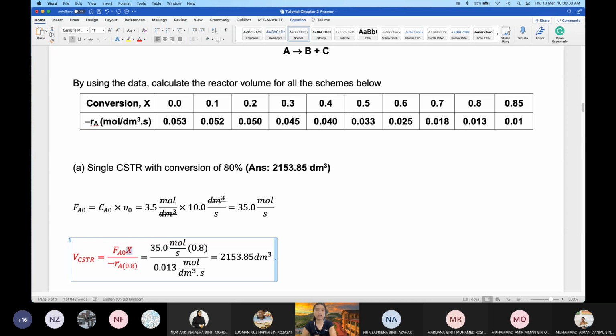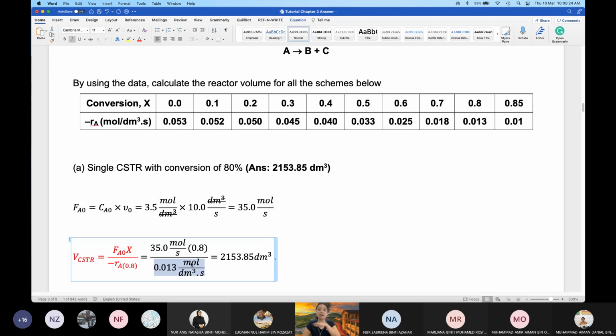So X is 0.8. So down minus RA, when my X is the X that I want. So my X is 0.8. So minus RA when my X is 0.8 is 0.013. So you just replace minus RA with 0.013.